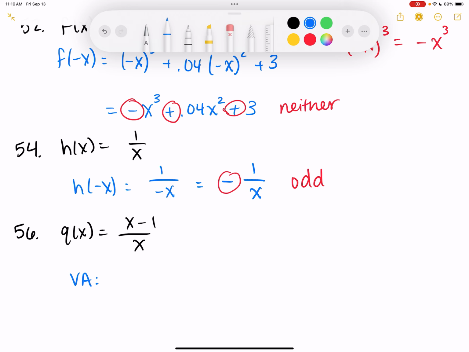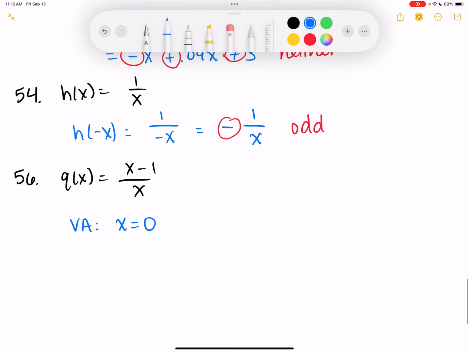What value for x makes the denominator 0? 0. X equals 0 is my vertical asymptote. Horizontal asymptote, I look at the highest powered term, top and bottom. So in this case, my highest powered terms are just x's. Now, what this poem means, bigger on bottom. So if the exponent of the variable on the bottom is bigger, then y equals 0.